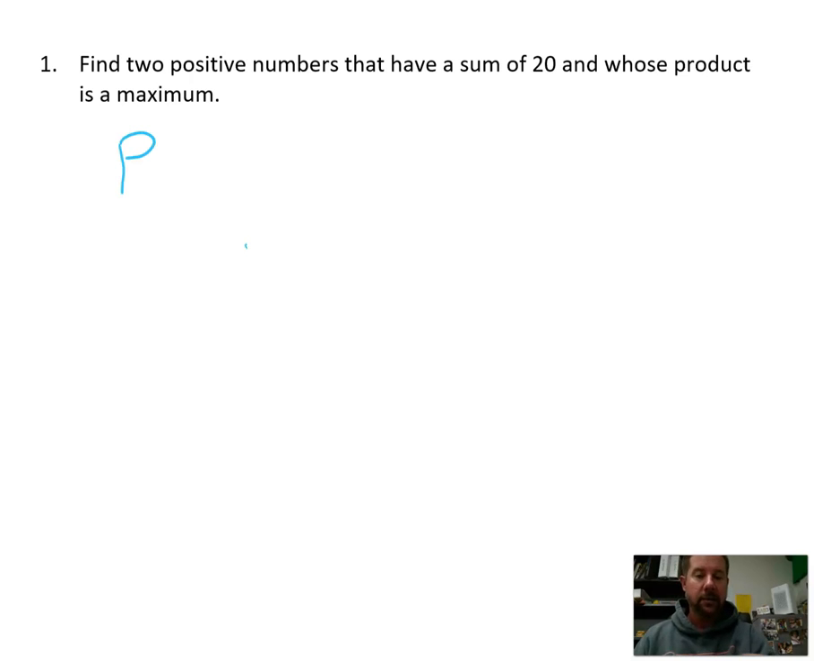The product equals two numbers that multiply each other, right? Two positive numbers, x and y. So there is our objective function. That's what we want to do. Now, after you write the objective function so you realize what you're going to try to minimize or maximize, you want to deal with the constraint. The constraint in this situation is that we have two positive numbers that have a sum of 20.